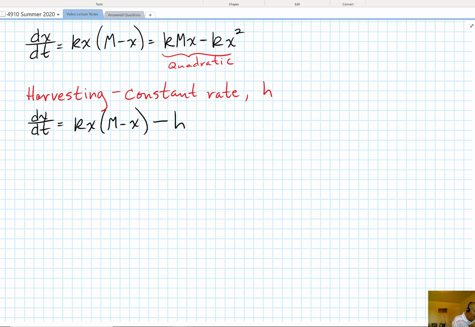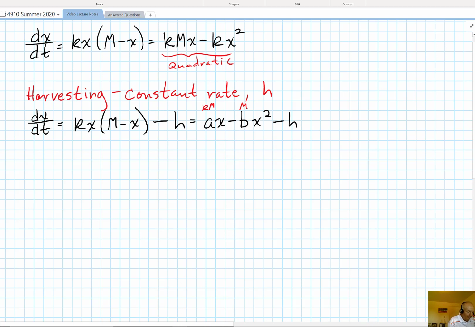Now, if we take a look back at our logistic model right here, we see that we end up with a quadratic, a quadratic that's missing a constant term. But with the harvesting model, when you subtract an h, you get your constant term back in there. So in essence, our models will look something like this: ax minus bx squared. I'm changing some things around to make it simpler. This would be our k over M, and this would be M, but we're making our lives easier.